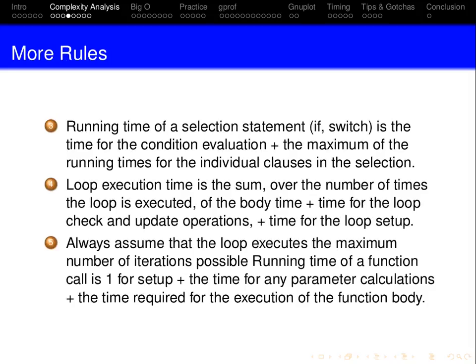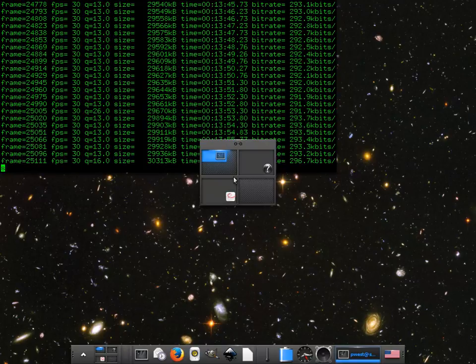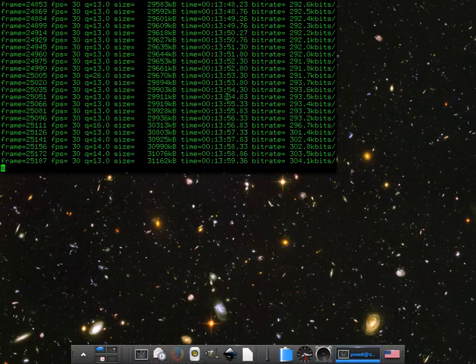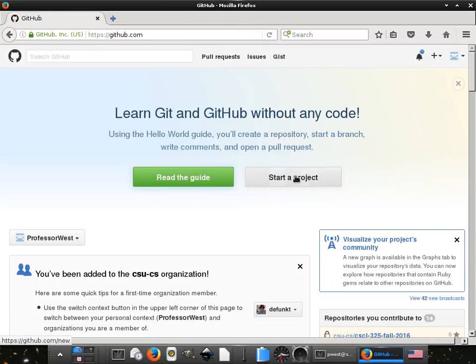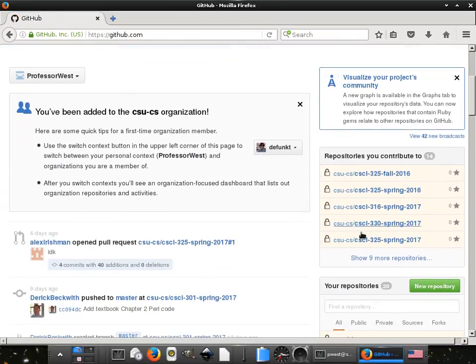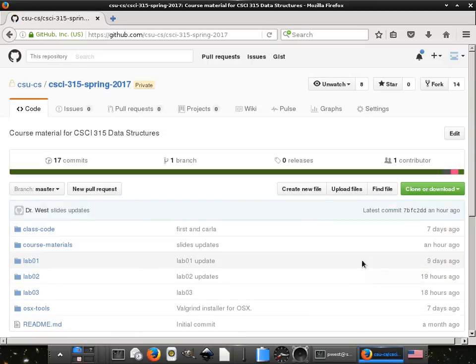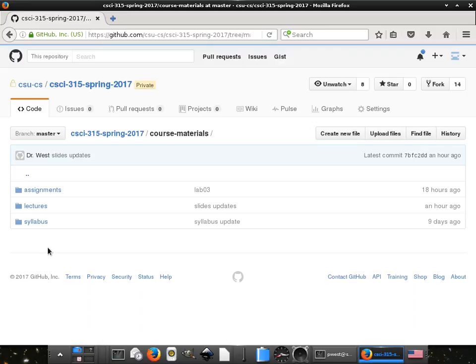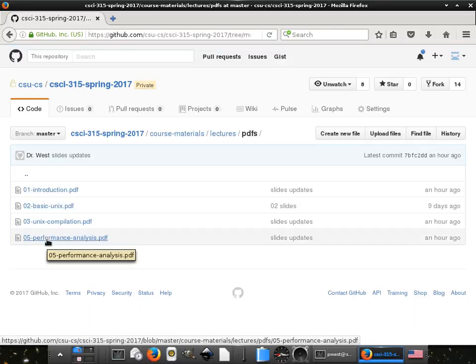Where are these PowerPoints? They are up on GitHub. If you do a pull from upstream, you should get it. It's called 05 performance analysis. Let's go on GitHub. Your folder with PowerPoints is not these. Lectures, PDF. Oh, it's a PDF. 05 performance analysis. Okay.